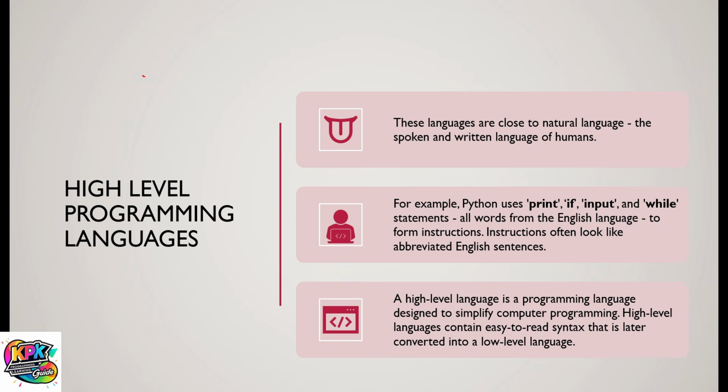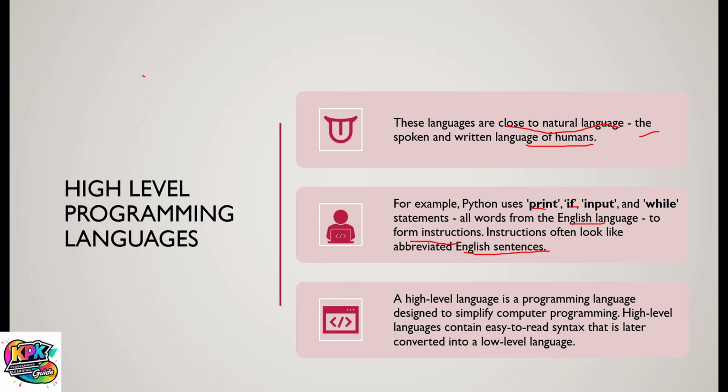So we say high-level programming languages are close to the natural language, that is the language that is spoken and written by humans. Okay. So Python, a high-level programming language, uses print, if, input, and while statements. All of these are words from the English language, and then they are used to form instructions. The instructions normally look like, or most of the time look like, abbreviated English sentences.